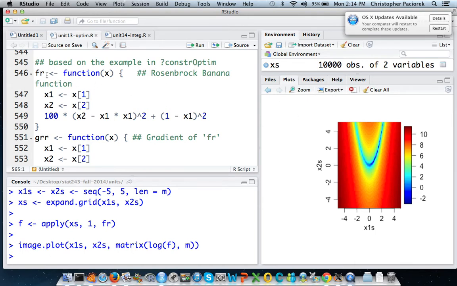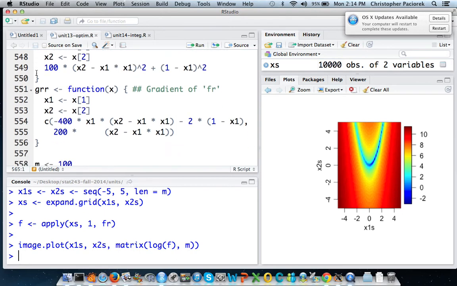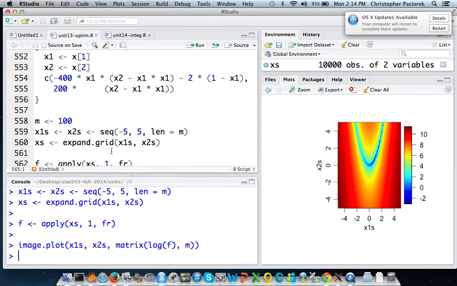So I've coded up a function called fr here that actually evaluates the function for a given input, and we have two-dimensional input x1 and x2 here. And in this case, I've also coded up a function that evaluates the gradient. So we've analytically figured out what the gradient is, and then implemented a function to evaluate that gradient. Oftentimes when you're doing an optimization, it's nice to pass in the closed form gradient function, if you can derive it relatively easily.